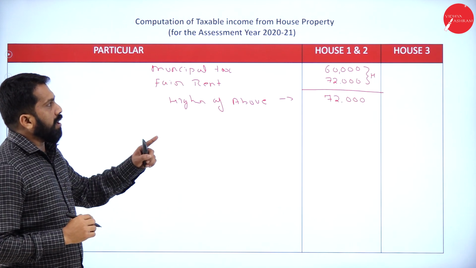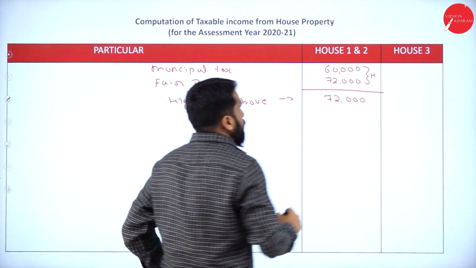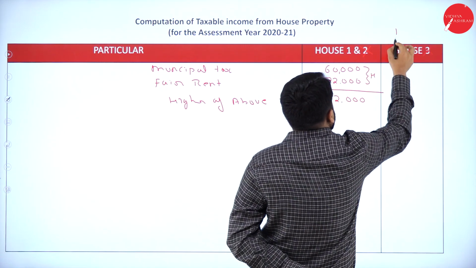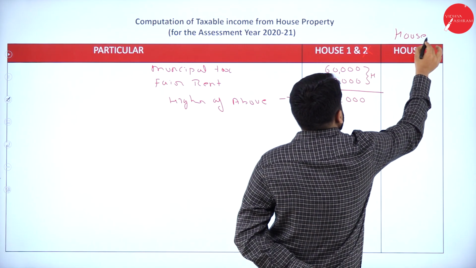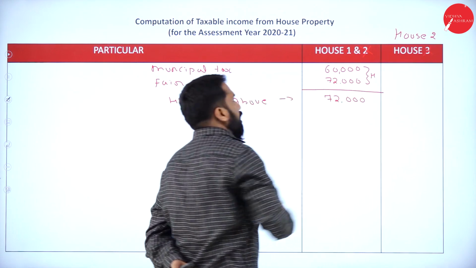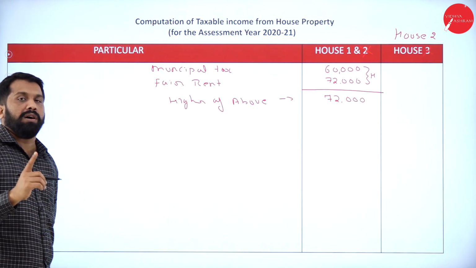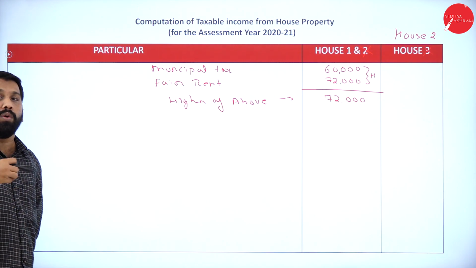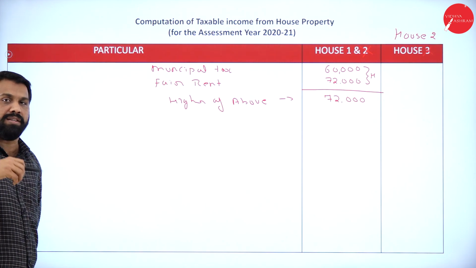We are doing this for house 1. And this will be your house 2. This is your house 1 and house 2. House 3 we are not doing. Why? Because house 3 is what? Own property, or used by yourself.